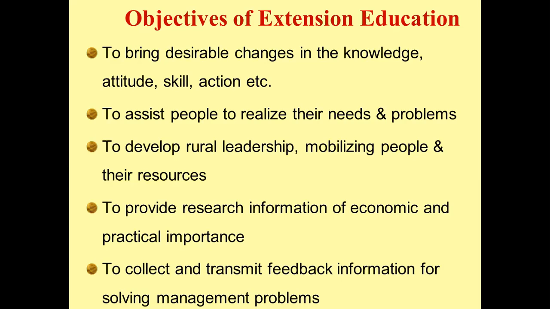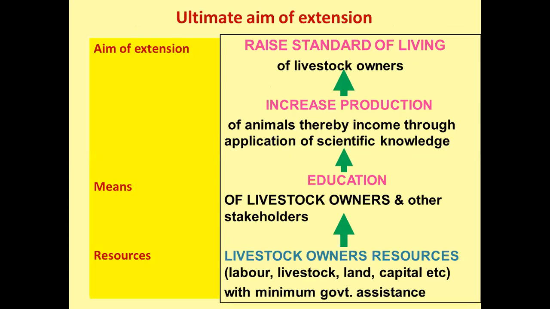Then, to develop rural leadership, mobilizing people and their resources so that they can use their resources efficiently. They can get more profit. The farmers can develop their leadership capabilities, and we can identify different leaders in the farming community, so that we can communicate very easily with our beneficiaries and farmers. Then, to provide research information of economic and practical importance, and to collect and transmit feedback information for solving managerial problems. Then the ultimate aim of extension is to raise the standard of living.